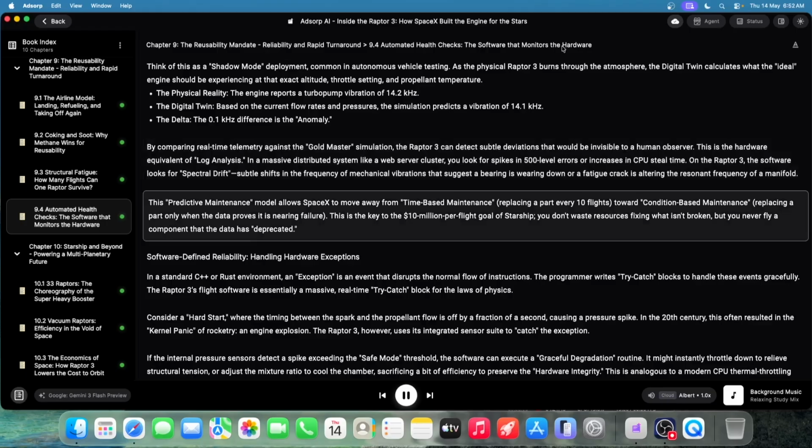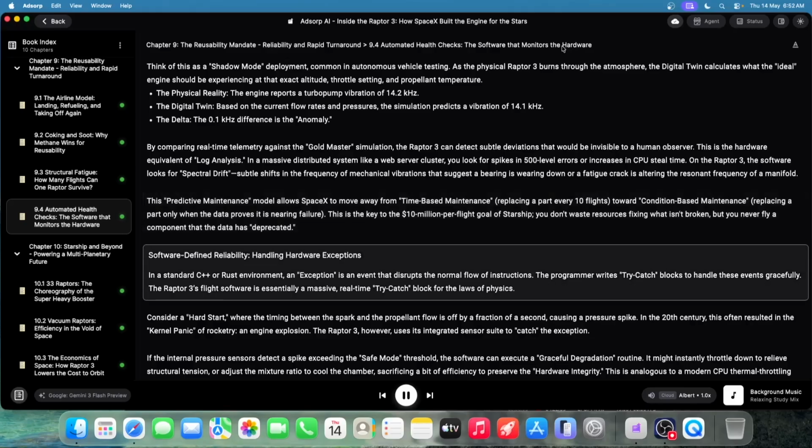And this predictive maintenance model allows SpaceX to move away from time-based maintenance, involving replacing a part every 10 flights, toward condition-based maintenance, where you replace a part only when the data proves it is nearing failure. This is the key to the $10 million per flight goal of Starship. You do not waste resources fixing what is not broken, but you never fly a component that the data has deprecated.